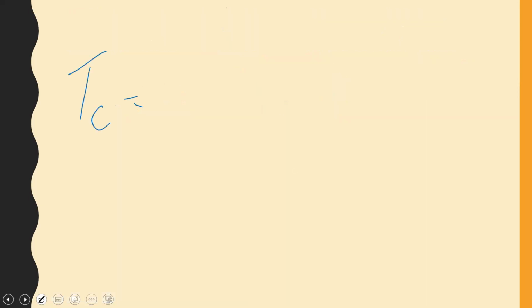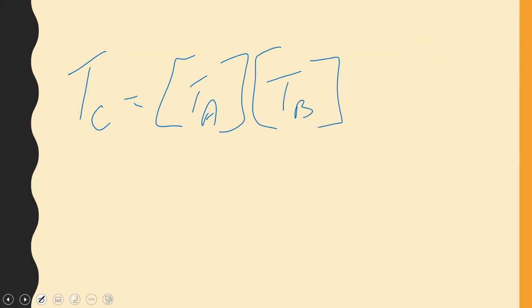So TC is equal to TA times TB. You do not need to find Z. You can go straight ahead and find the transmission parameters. All right.